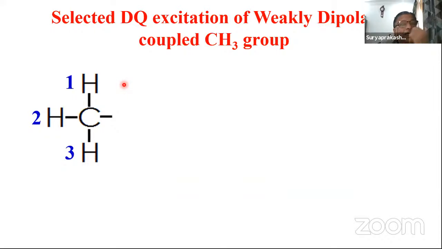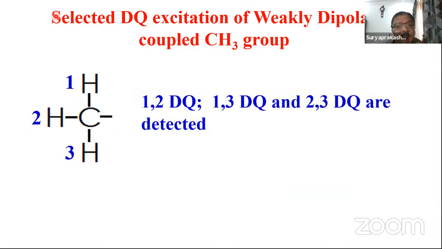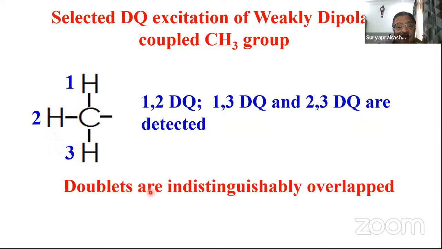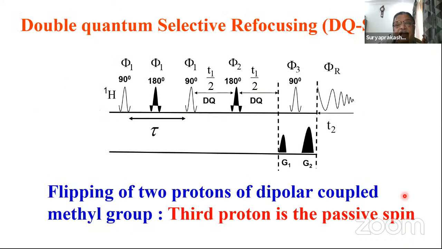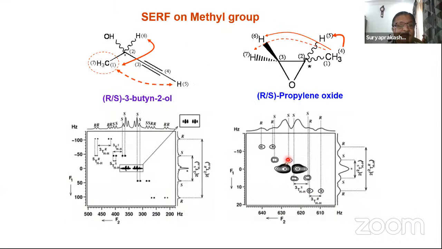But what we do is, we do again what is called the double quantum excitation of this one. We can have double quantum excitation of 1, 2, 1, 3, or 2, 3, all the three possible. And in this case, each time we get a doublet because of the passive spin coupling, and they are indistinguishable. Doesn't matter. I use this logic, and this is a new experiment we have designed. And then we get a beautiful spectrum like this.